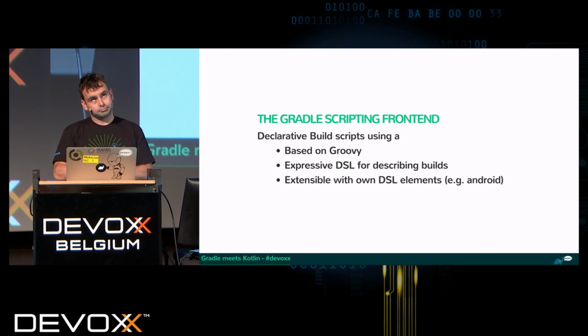So far, since the beginning, the Gradle build scripts, the build.gradle files, are supposed to contain a declarative description of your build using a Groovy-based DSL. Groovy is nice for creating an expressive DSL for describing those builds, and what we also offer, apart from our own DSL elements, is that we allow extending your builds with custom DSL elements, like for example Android.